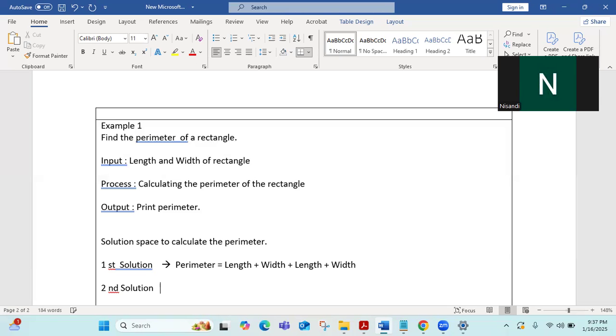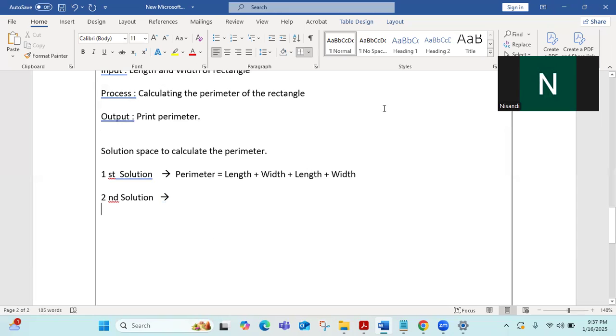What is a different way of calculating the perimeter? This is one. Other way: by multiplying. Perimeter is equal to length multiplied by 2, plus width multiplied by 2. Okay.